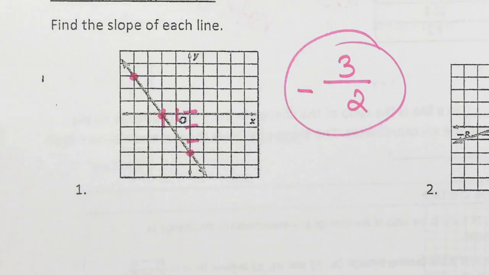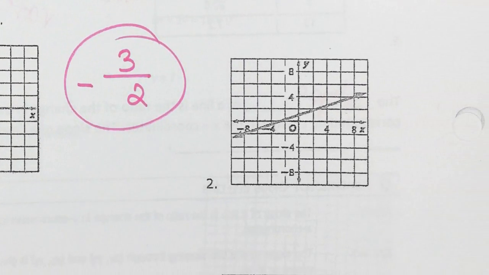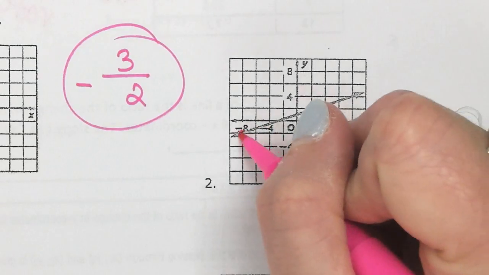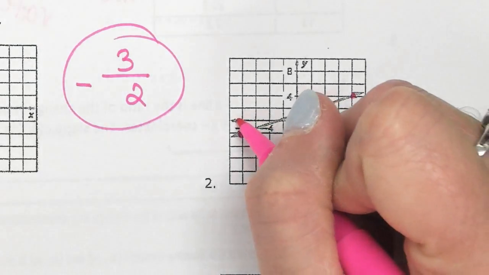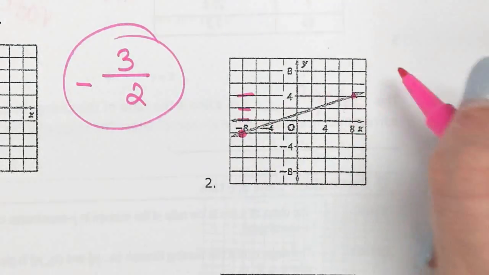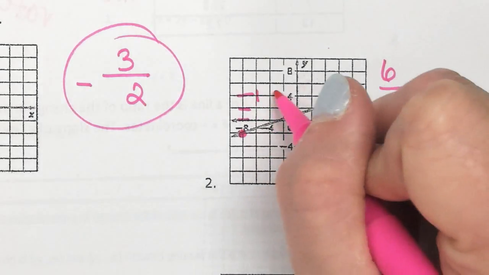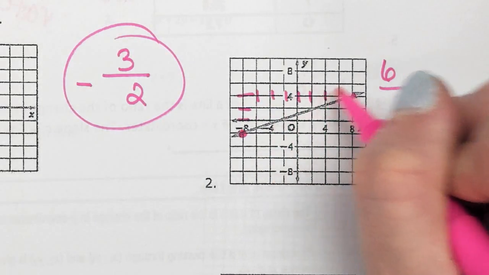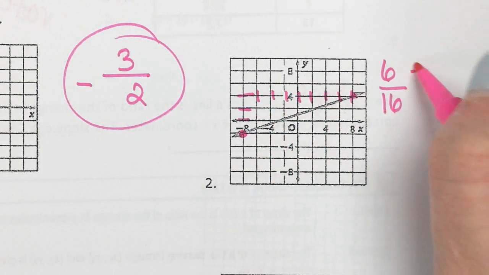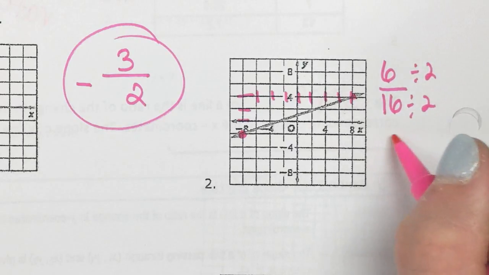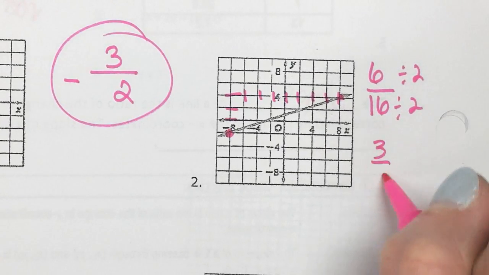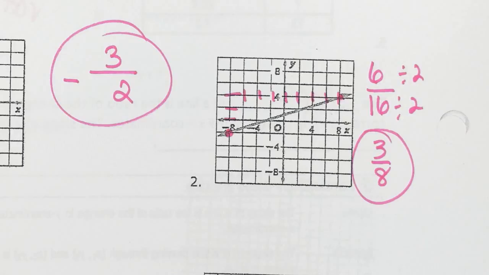All right, were y'all careful on number 2? What did you notice about number 2's graph? They're counting by 2's, right? So let's see, that's 2, 4, 6, and 2, 4, 6, 8, 10, 12, 14, 16. So that should be 3/8. Okay?